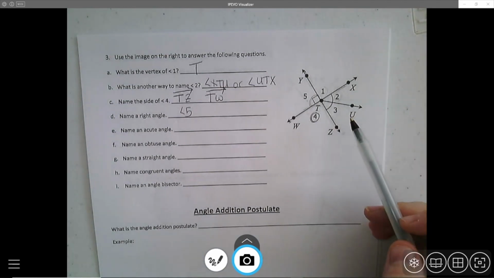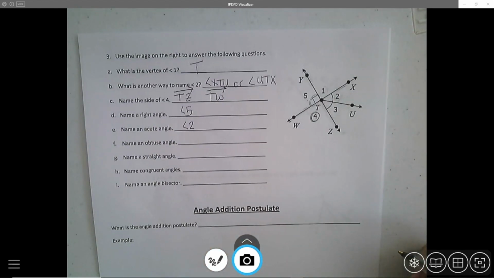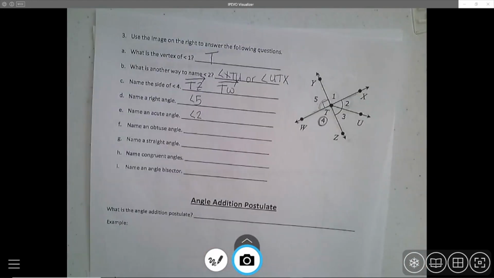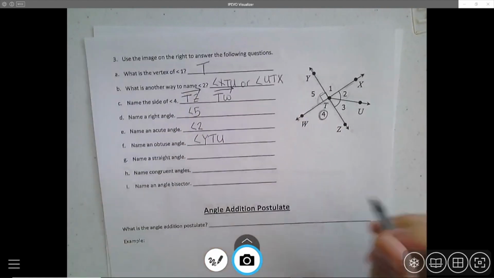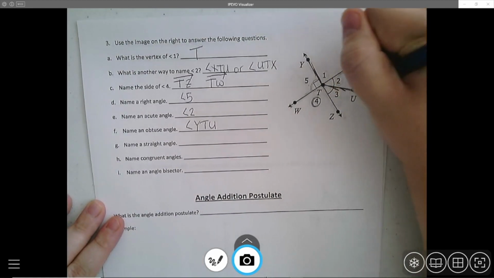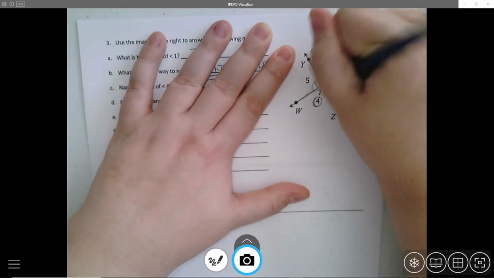Okay, name an acute angle. I'm going to say angle 2 is acute. It is a small angle. Name an obtuse angle. Now, this is a great example that for it to be obtuse, we got to combine angles. So I'm going to say angle YTU. Okay, if I go over this, YTU, it's this combination of 1 and 2 together. That definitely looks like it is an obtuse angle.